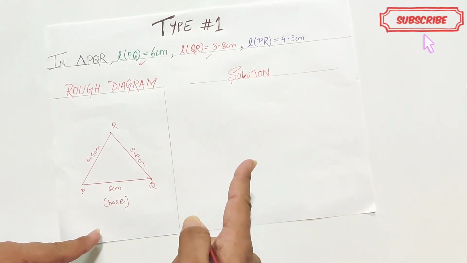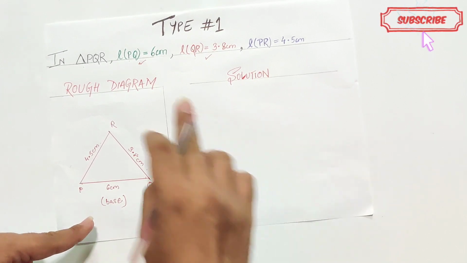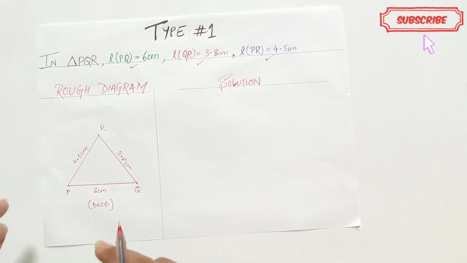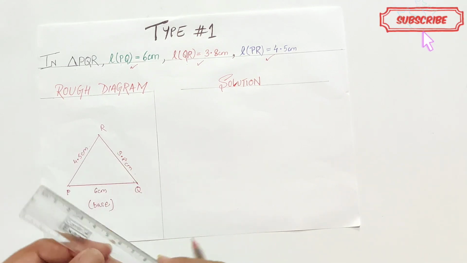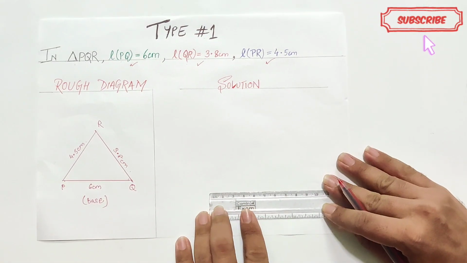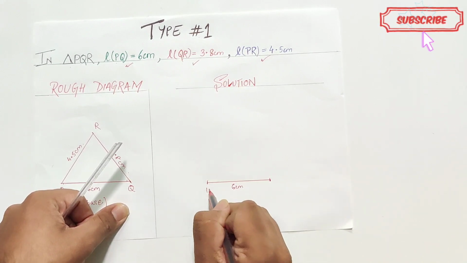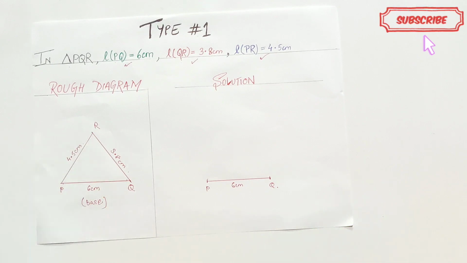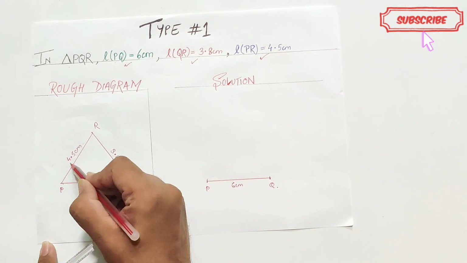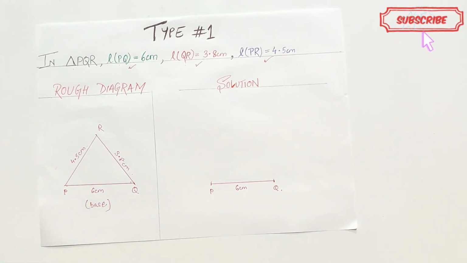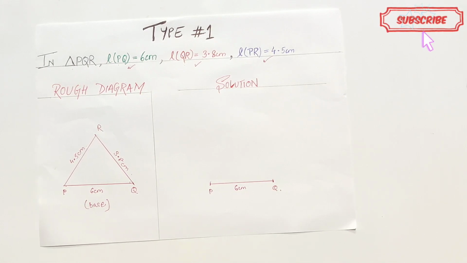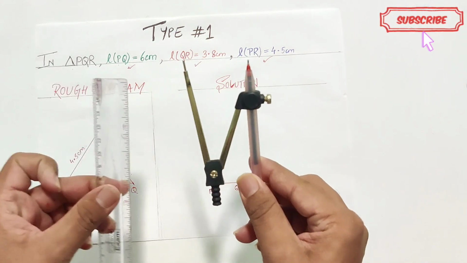Let's move towards the solution, the main actual diagram of the given question. Looking at the rough diagram, the base given is 6 centimeter. So let's quickly draw a line of 6 centimeter, and you would be labeling at the same time. Now once we are done with this, we need to make PR, that is 4.5 centimeter. Now in type 1, where all the three side measures are given, what we need to use is the rounder and a scale.